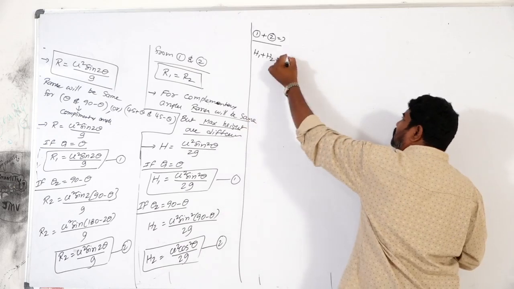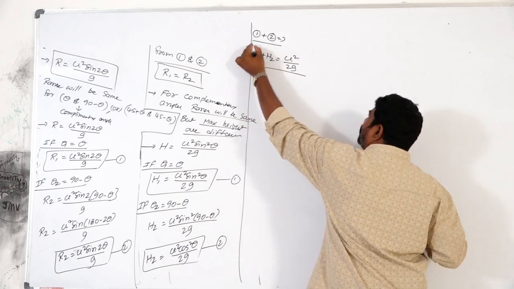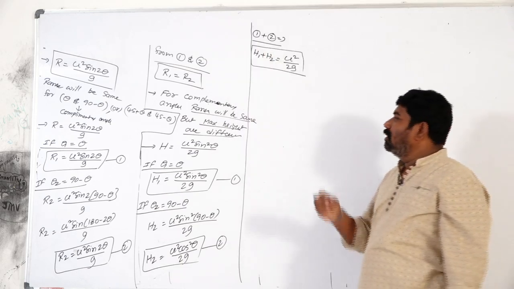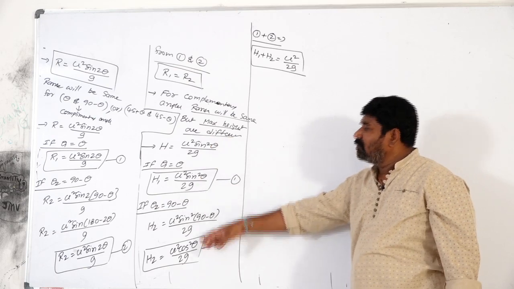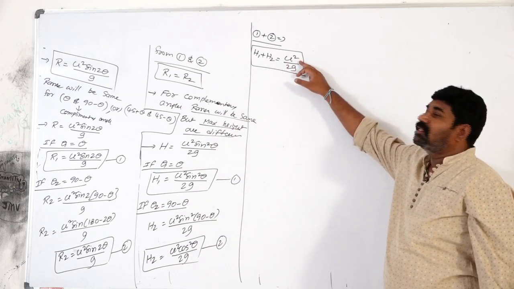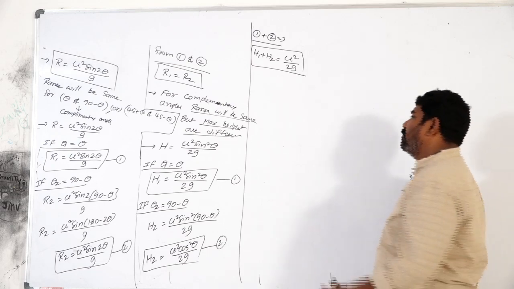Sin square theta plus cos square theta is equal to 1. So H1 plus H2 is equal to u square by 2g. Here, for complementary angles, maximum heights are given. Then we can find the velocity of the projection. H1 plus H2 is equal to u square by 2g.